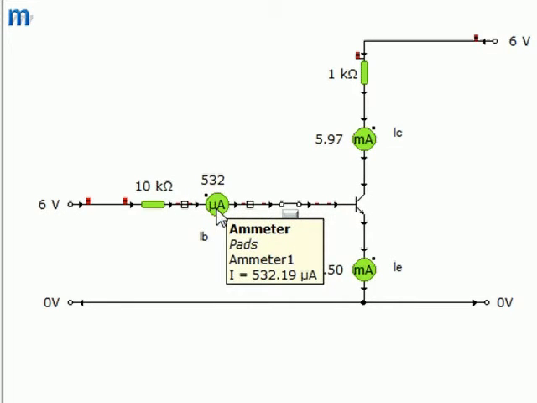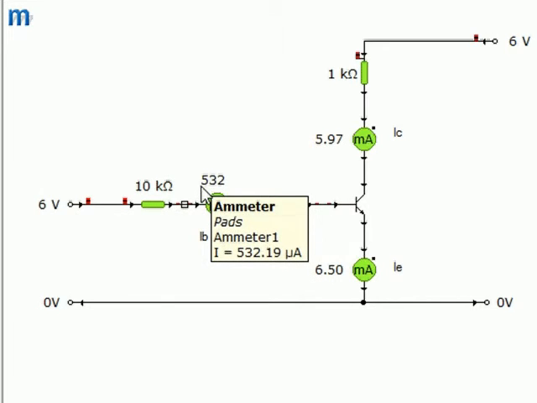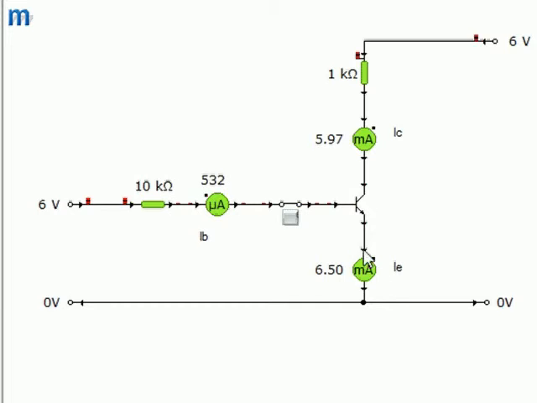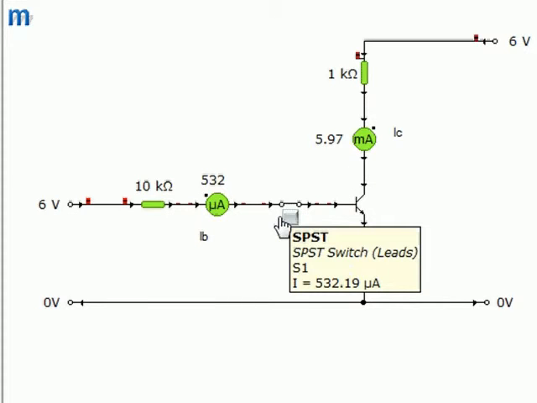I'm sorry about the units, Crocodile Technology does this daft thing. That is 0.5 of a milliamp. If I add that and that, I get that. So my useful equation is that IE, the emitter current, always equals the collector current and the base current. You should have no surprises there.